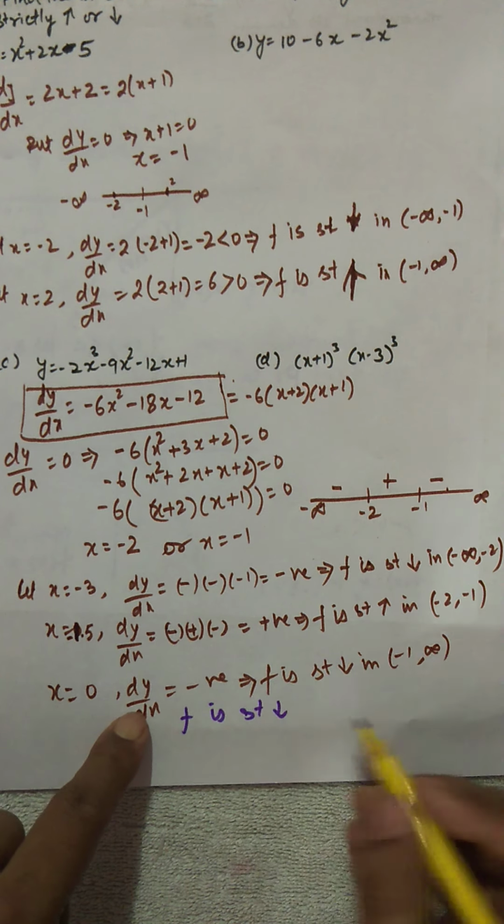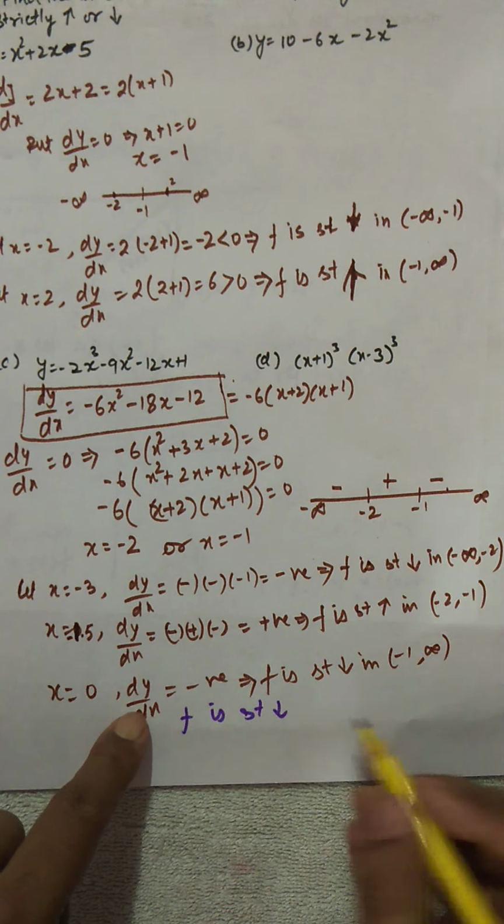So we can take an example again at x equal to minus 0.5. If I take x equal to minus 0.5, you can put the value in dy by dx. So this is positive, this is positive, so only this factor will decide whether this will be positive or negative. So 1 plus minus 0.5 is going to be positive. So this is positive, it implies that f is strictly increasing in -1 to 0.